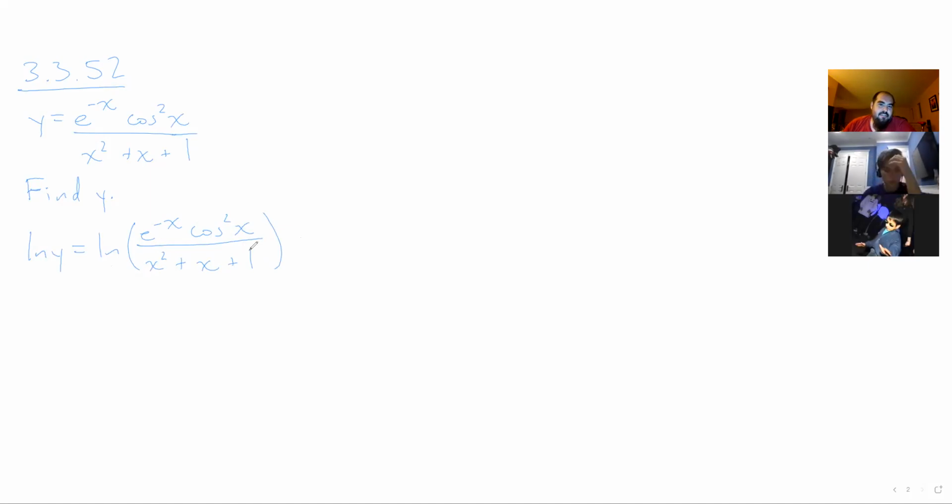So once I've done this, what am I allowed to do? You get natural log of e to the negative x cosine squared x, minus the natural log of x squared plus x plus 1. Can I do any more than that? I think there's something we can do before the derivative. Then you could separate it into natural log of e to the negative x plus natural log of cosine squared x. This x squared plus x plus 1 we're stuck with; it can't be simplified any further.